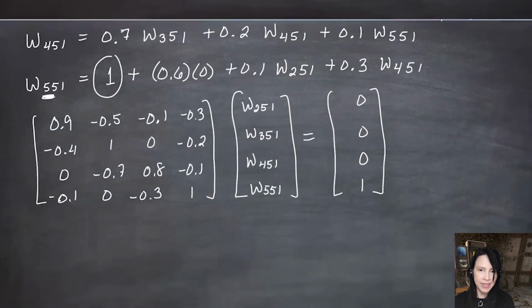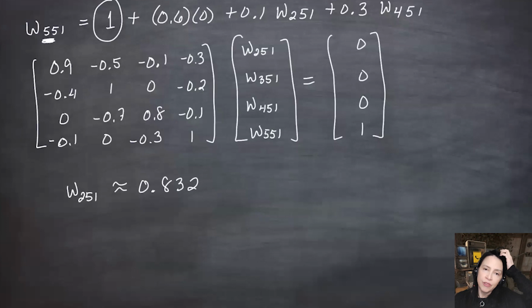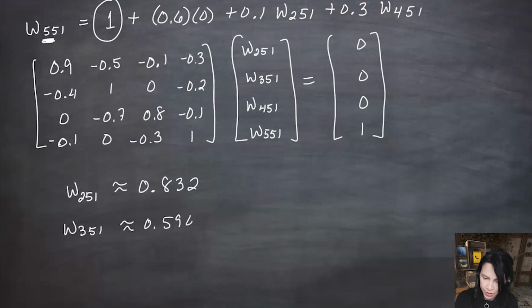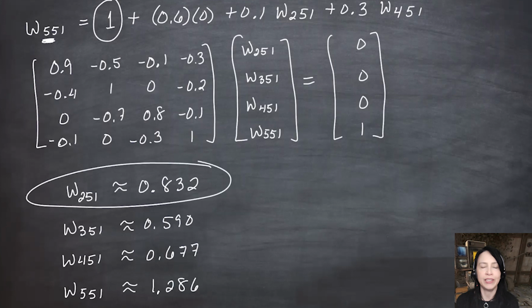So I inverted the matrix and multiplied it to the other side, to the left of that column vector, and I got that W251 is approximately 0.832. So this is a number of hits on state 5. And it's fractional and that's okay. It's an expected number. It's an average. I got W351 is approximately 0.590, W451 is approximately 0.677, and W551 is approximately 1.286. This is what we were looking for. And this is the answer to question 3.